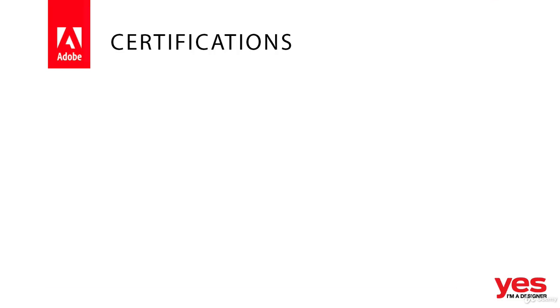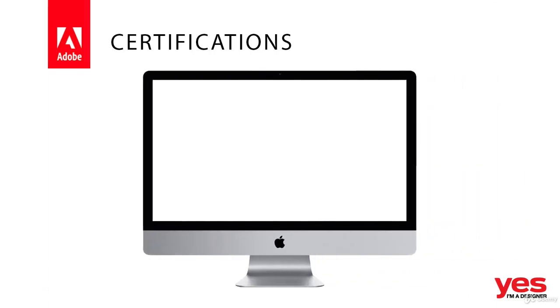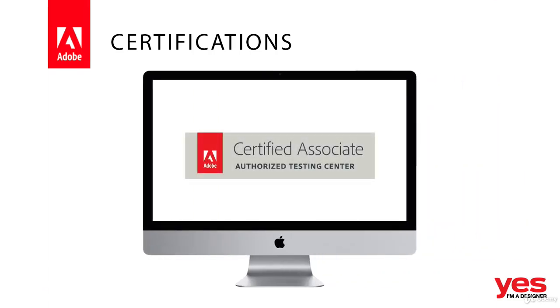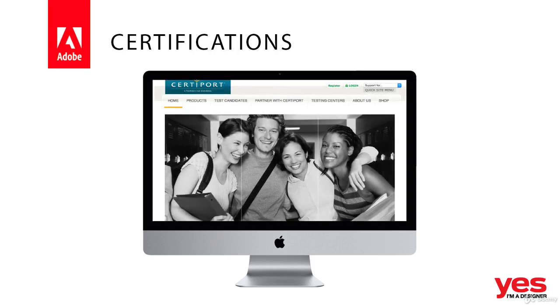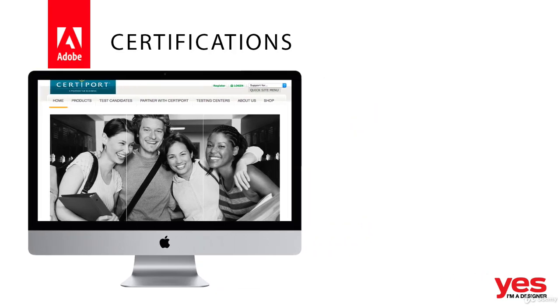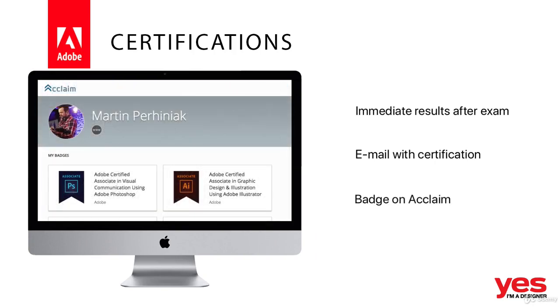Once you get there and feel ready to schedule your exam, you will first need to find an authorized testing center near you. These centers are run by the company called Certiport, so it's best to visit their site to find out more about closest centers to you and the available dates. The good thing is that you immediately get your results at the end of the exam, and you will also get an email with your certification. On top of that, you also receive badges when passing an exam, which you will be able to share online through a portal called Acclaim.